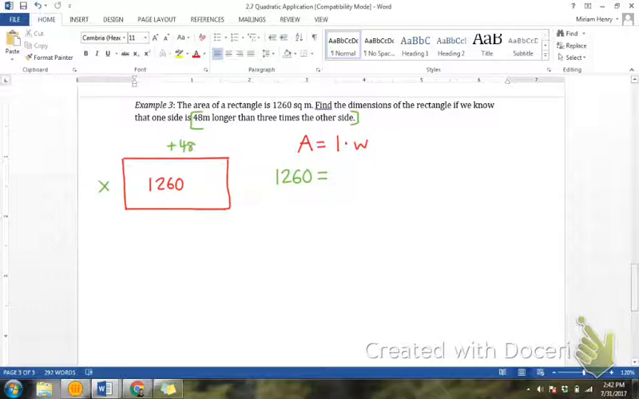And then it says 3 times the other side. Well, what's the other side? Just X. So what's 3 times the other side? 3X, right? So this side is just going to be 3X. So we have one side is X, the other side is 3X plus 48. So now I have my length. I'll let my length be 3X plus 48 times my width, which is X.